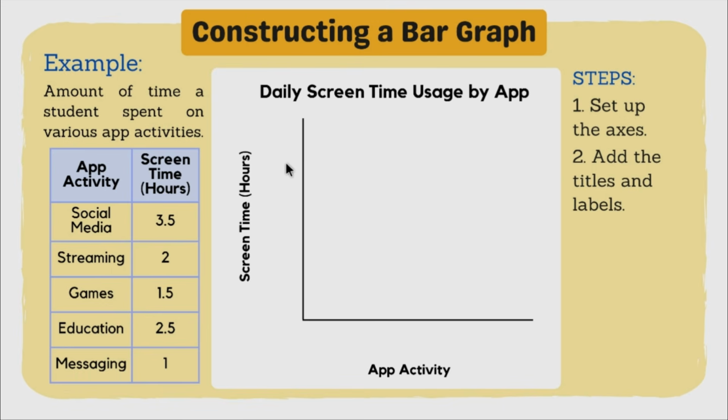Okay, we have now here number 2, add the titles and labels. Okay, add lang po natin yung title natin, daily screen time usage by app. Ano po yung ating y-axis? It's the screen time or the number of hours. Ano po yung x-axis natin? It's the app activity. So, paano po natin nalaman na dito natin ilalagay si app activity at saka dito naman si screen time? Remember, sa x-axis dito natin nilalagay yung category. Okay, ito po yung category. And then dito sa y-axis, dito natin nilalagay yung frequency. Ito na po yung frequency natin.